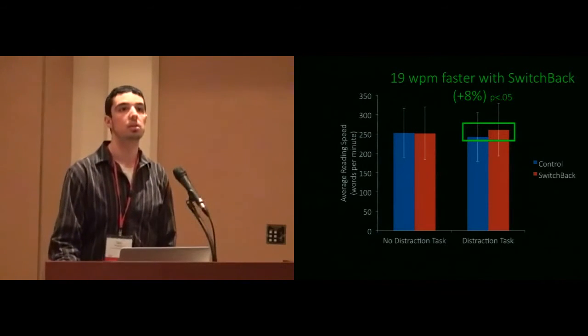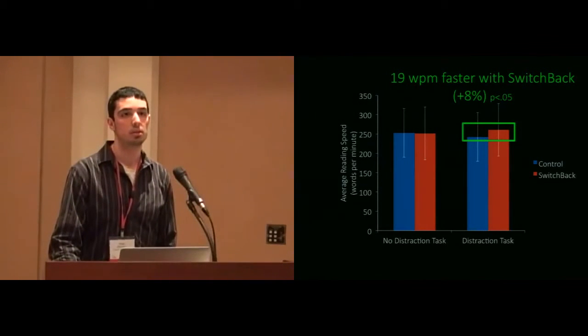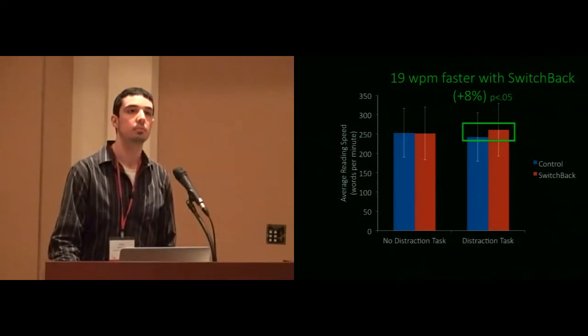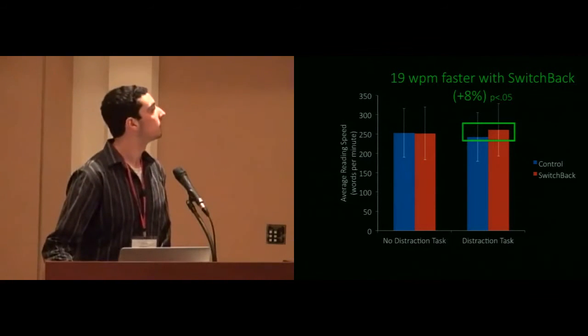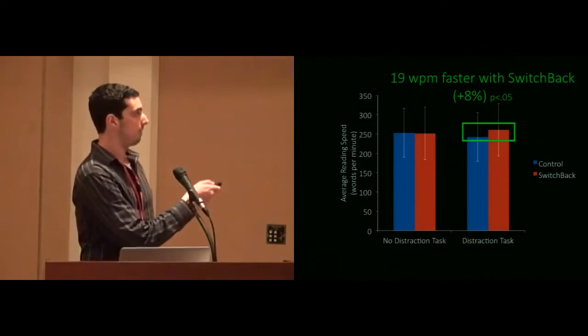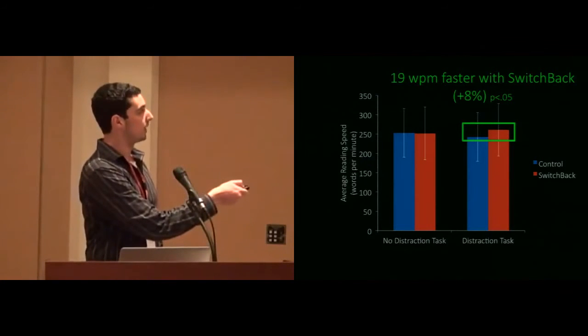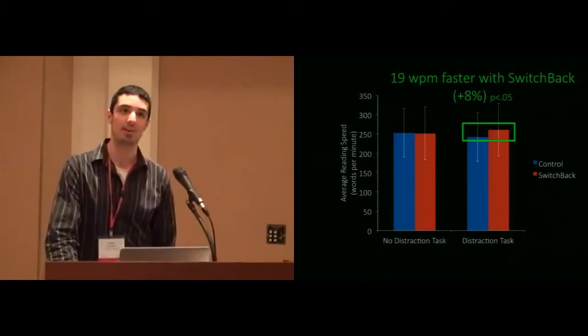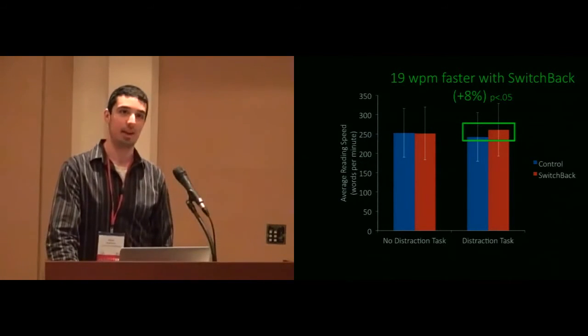Did you compare the SwitchBack under distraction to the conditions where they're not distracted? Because it seems very strange that you would read more words per minute if you're distracted. Oh, you're talking about the SwitchBack with the distraction? Yeah, so this is really weird. You could tell we have big error bars. Sure. There's a lot of factors at play.